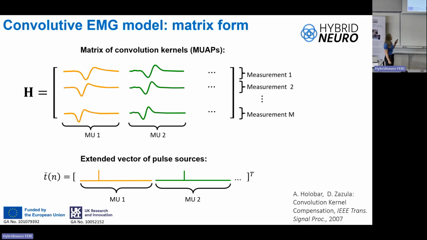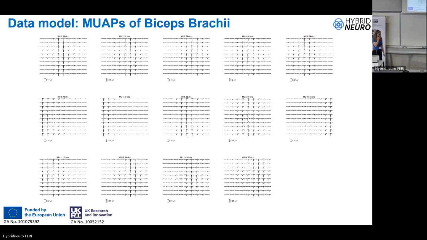We have a matrix H, and that matrix consists of motor unit action potentials. Every column is a separate motor unit, and in every row we have the measurement from one electrode. We will also have a vector T, and that vector consists of motor unit spike trains, as visualized here. Motor unit action potentials capture all anatomic and geometric properties of muscles. Here we can see an example of a motor unit action potential from the muscle biceps brachii.